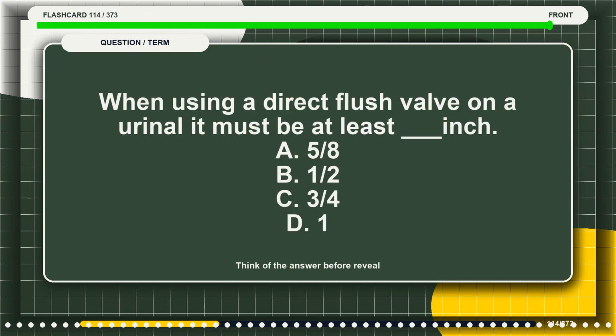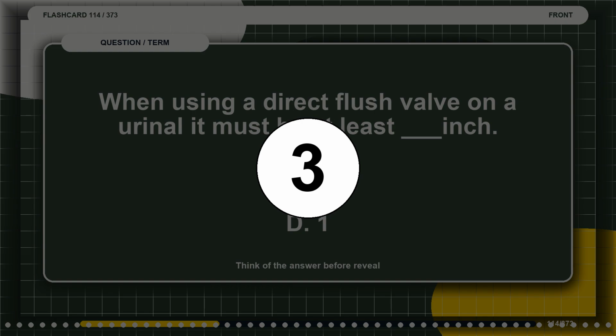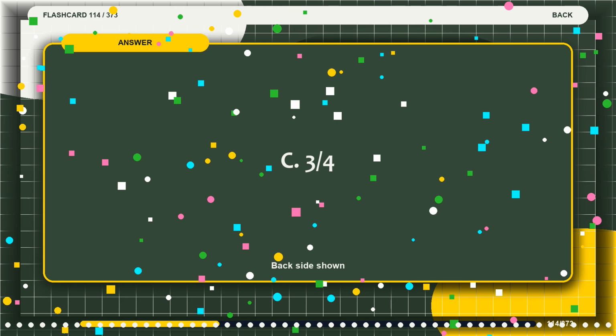Flashcard 114. When using a direct flush valve on a urinal, it must be at least blank inch. A. 5/8. B. 1/2. C. 3/4. D. 1. Think of the answer before the reveal. The answer is C. 3/4.